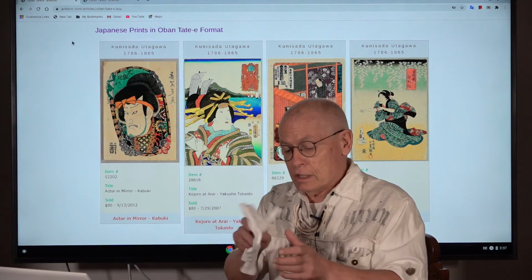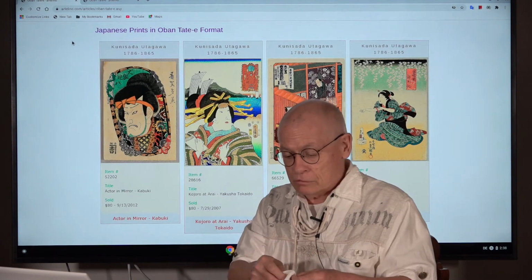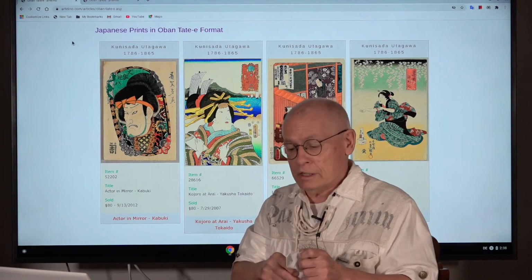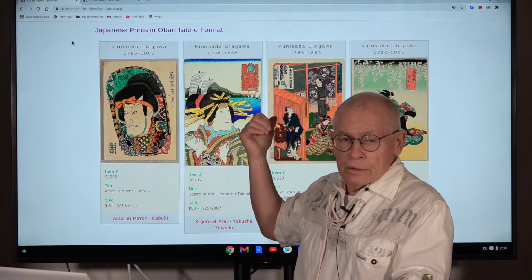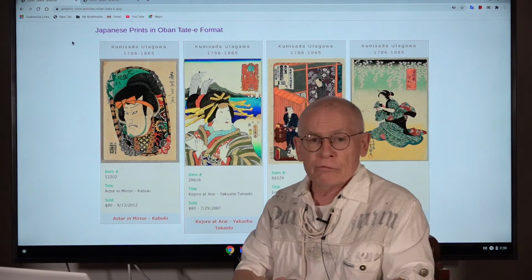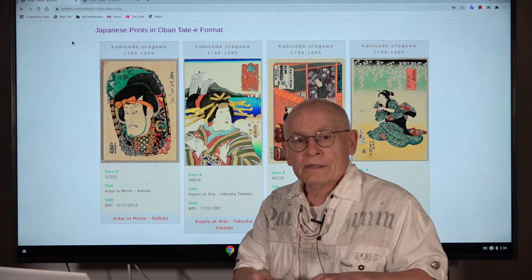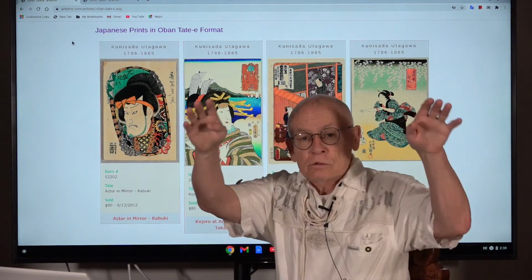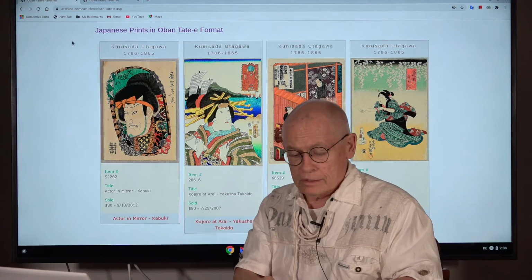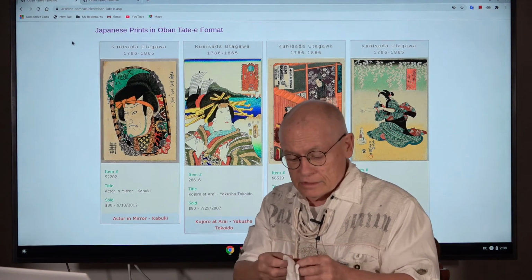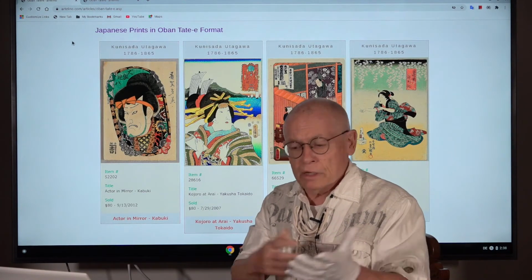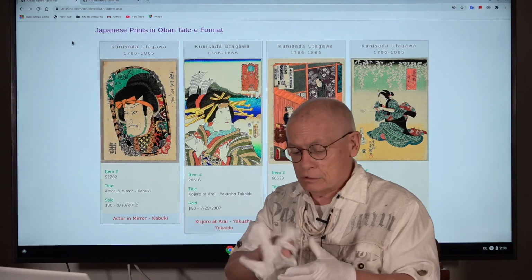I want to show you now two examples so that you can see in real how large it actually is. Here in the background you see an example for Oban tate-e. Tate-e is simply portrait format, yoko-e is landscape format. That's all, it's that simple, and e is the Japanese word for picture or image.